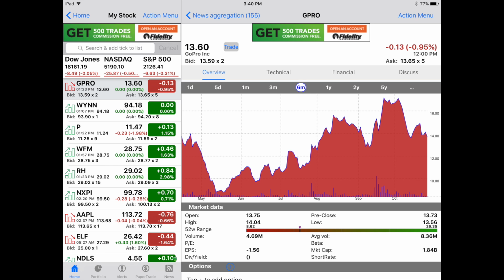Above that, you have the stock price, so GoPro closed out at 13.60. It was down 13 cents, which is on the right-hand side. You can see that it's down 0.95%. Below the chart, it gives you very useful information about open, high, 52-week range, the volume, which is the amount of shares traded, the average amount of shares traded, which is to the right of that, the PE, EPS, all that kind of stuff, and how large the market cap is. It gives you a lot of useful information there.